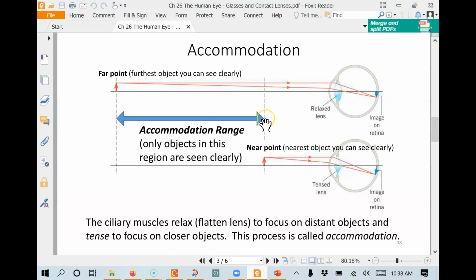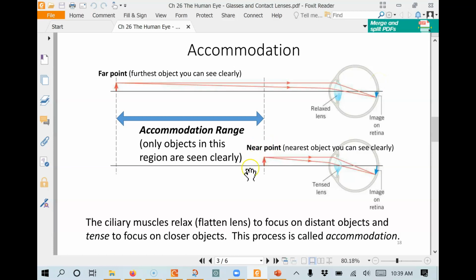This is the range of distances where your eye, without any corrections, is able to make a focused, clear image. And so you're going to be able to form this on the retina with your own lens. Now, the furthest object you can make a crisp, focused image of is called the far point. And here you're going to relax your lens because you don't want to converge the rays too quickly.